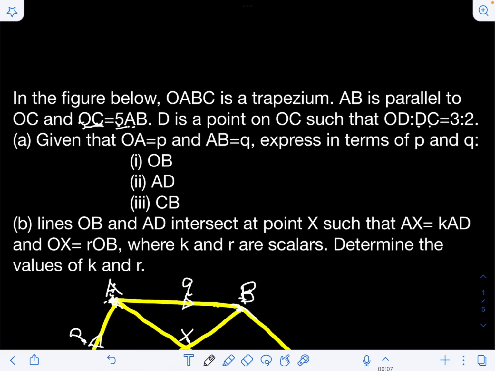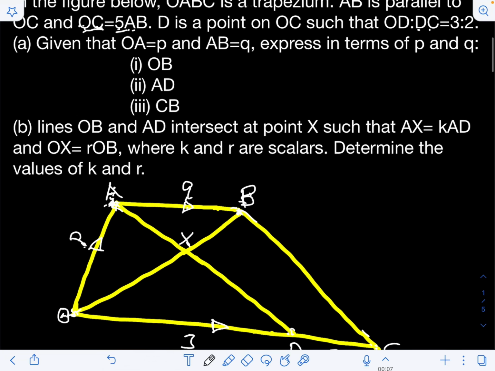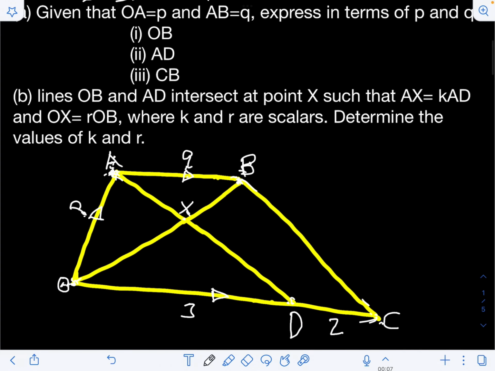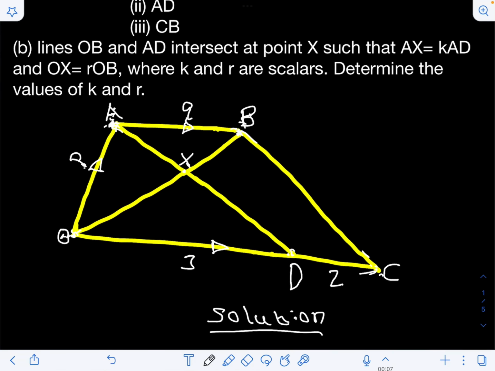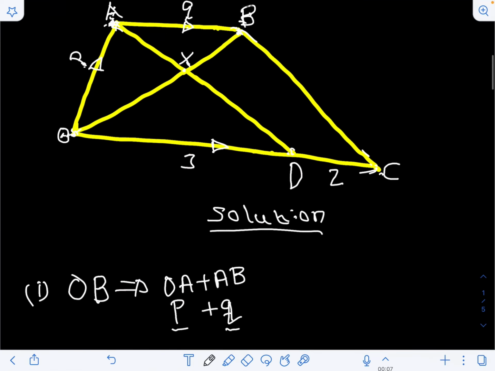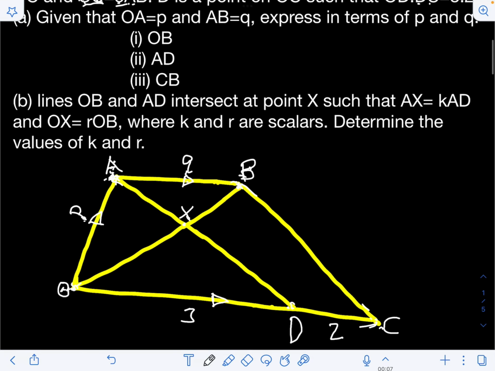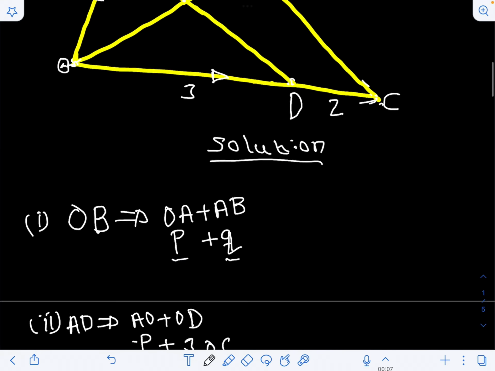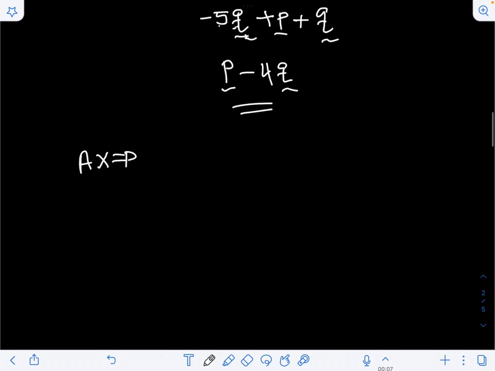This other part says that lines OB and AD intersect at point X, as we can see here, such that AX is equal to KAD and OX equal to ROB. Okay, so let us write that one down. AX is KAD. Okay, small k AD.